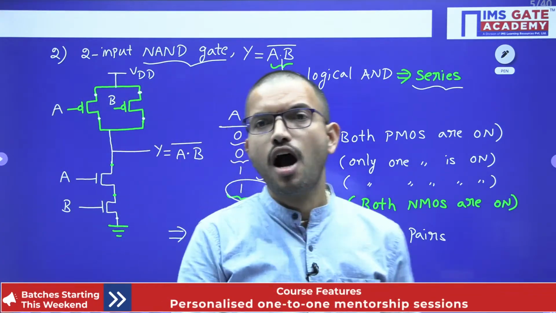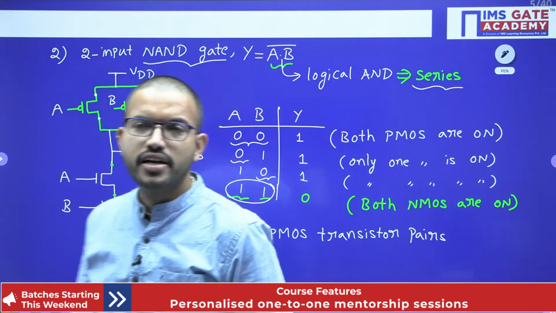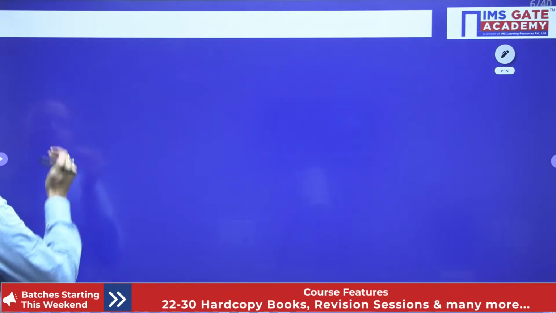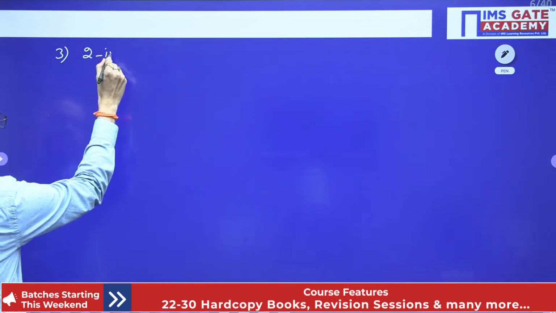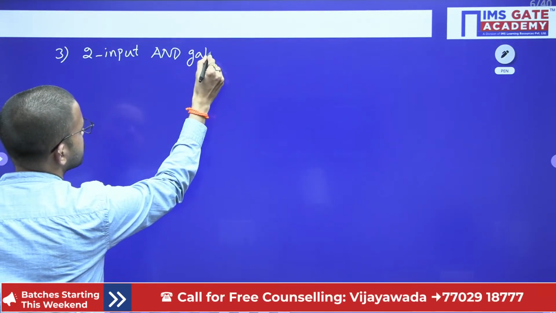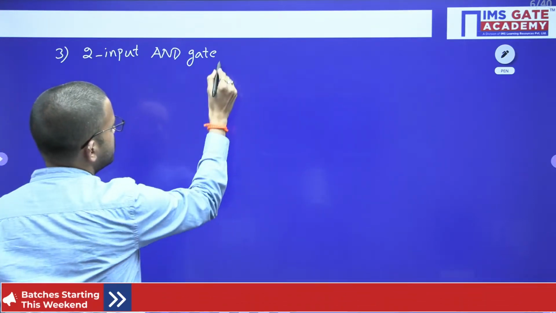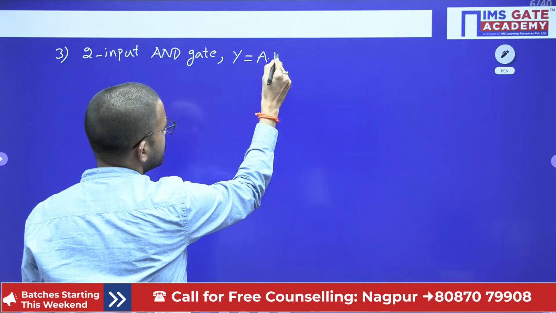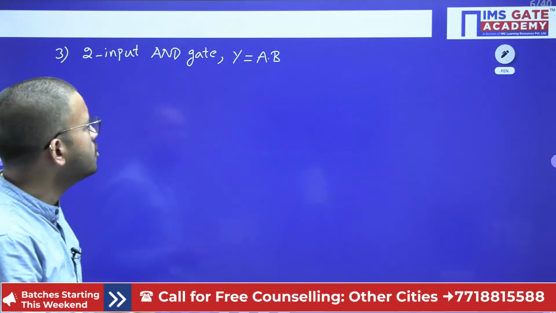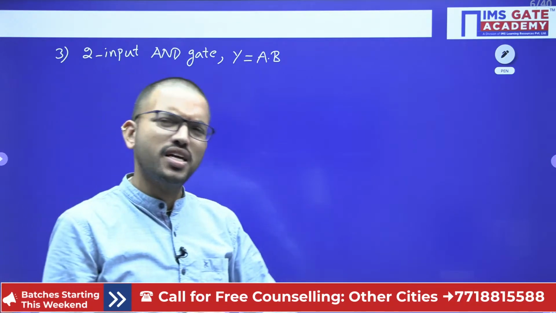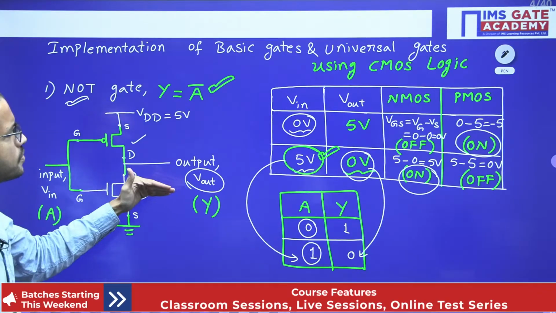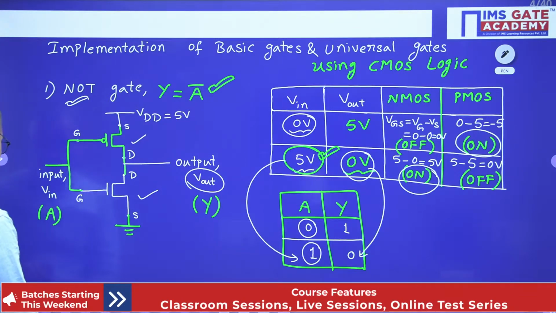Now tell me how we can implement a two input AND gate. Next one is the two input AND gate. Two input AND gate means the output expression is the logical AND of two input variables A and B. But as I have told, if you want to implement any gate with the help of the CMOS logic family, by default the output expression you get is in the complement version, right?